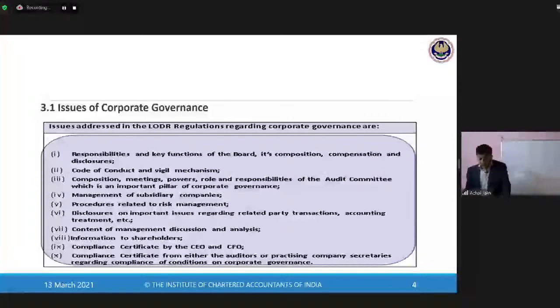Management of subsidiary companies, procedures related to risk management, disclosures on important issues regarding related party transactions, management discussion and analysis, information to shareholders, compliance certificate by the CEO or the CFO. So these are some of the matters which have been captured over here.